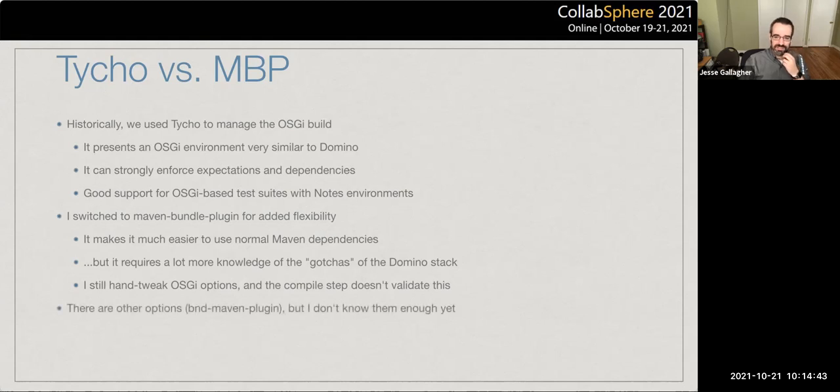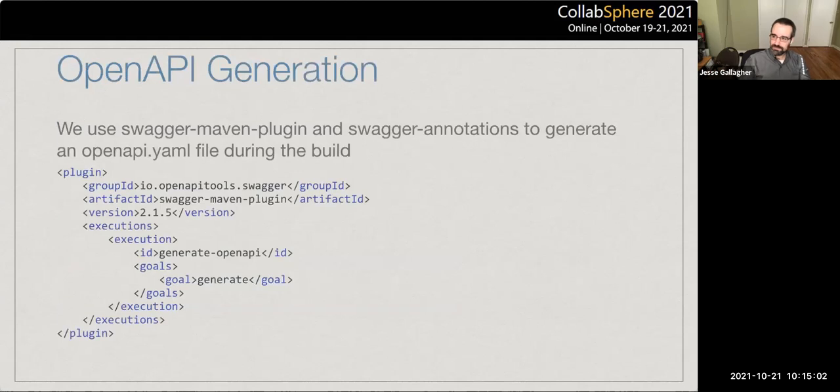There are other options. There's the Bnd Maven plugin. Bnd is the whole toolchain that the Maven bundle plugin actually uses. I don't know much about it. I'm not good enough at it yet, so maybe one day I'll do it. I made a blog post a couple years ago describing how I was moving from one to the other.